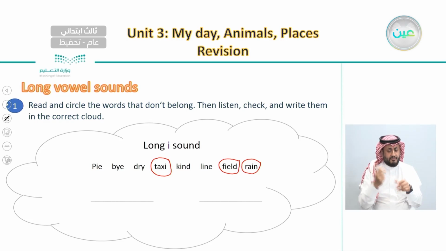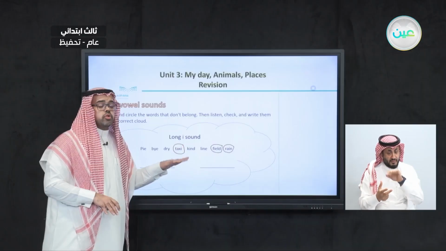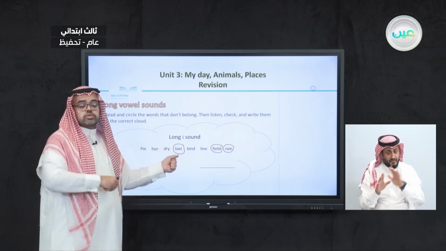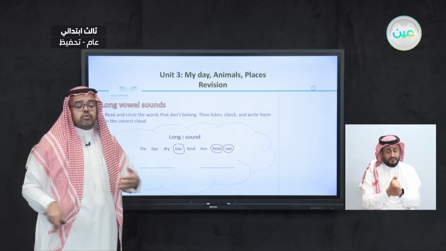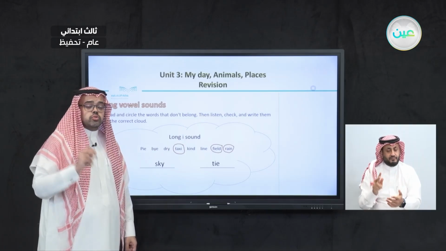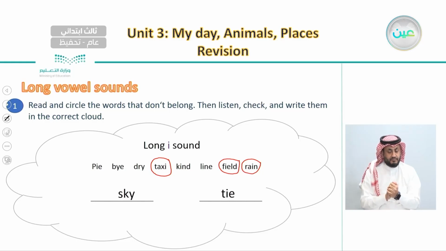So here we did circle three words that do not belong to the same sound. After we circle them, we need to take them and put them in another cloud. But what should we put instead? We should put two words, which are sky and tie. Sky and tie.